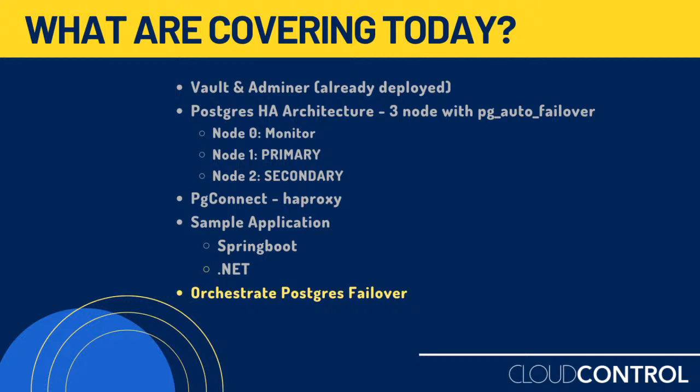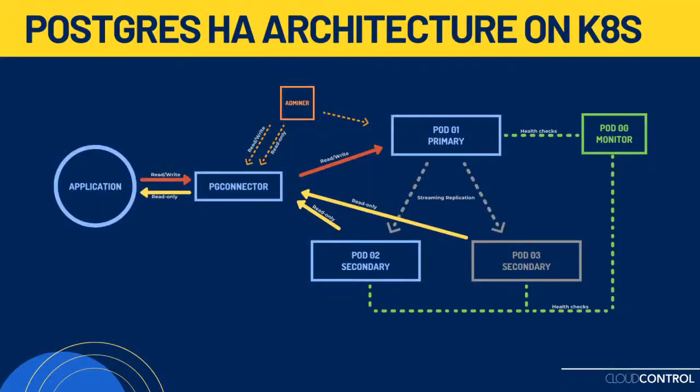And in this whole process, we will also show, using Adminer, which is the PG admin interface running on the same Kubernetes cluster, how we are keeping track of whether the Postgres node is live or not, or whether the PG Connect is still connecting and able to service the application.